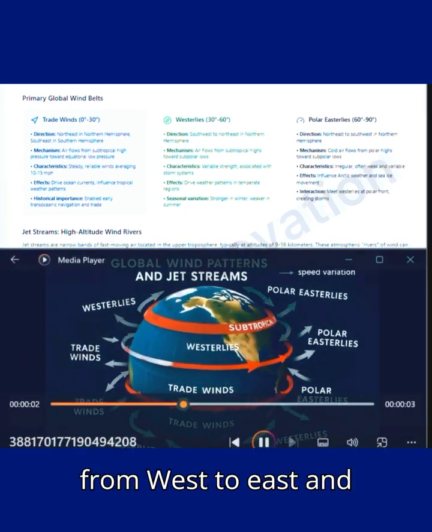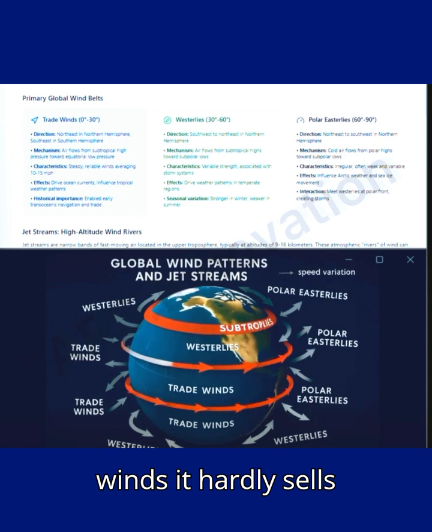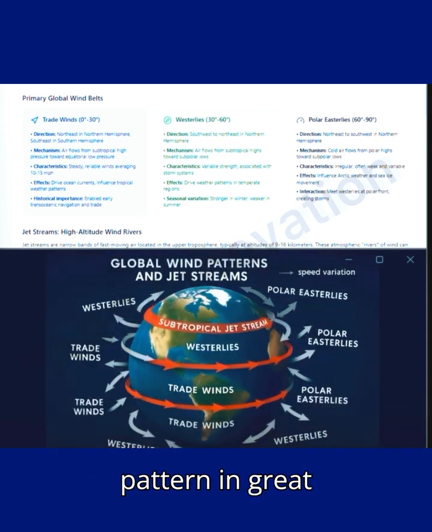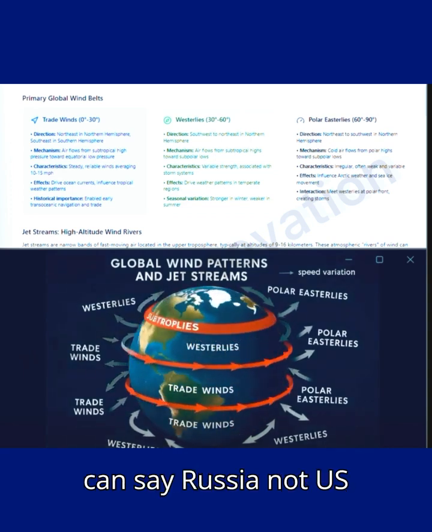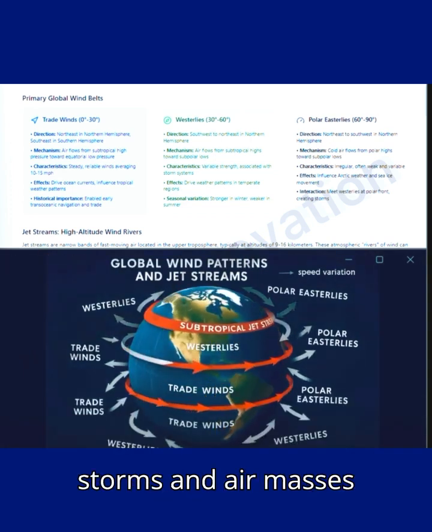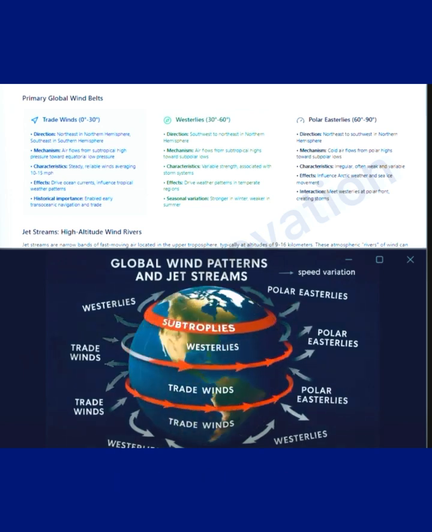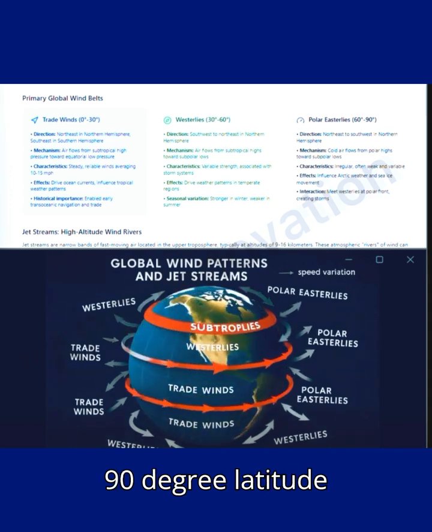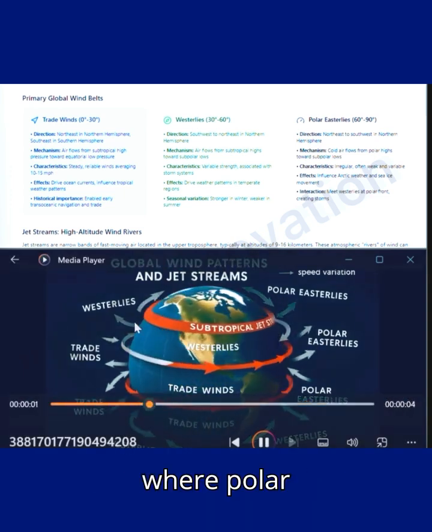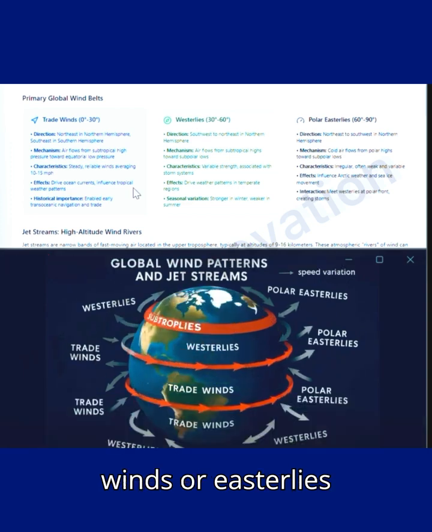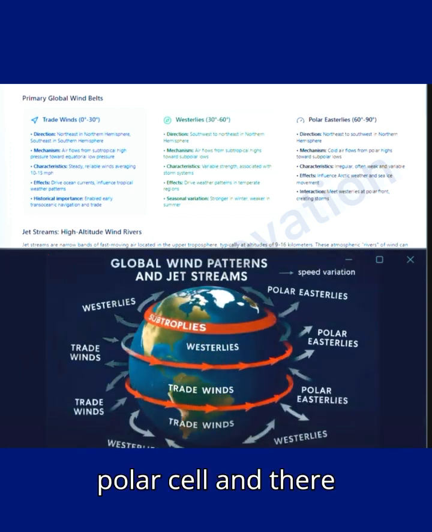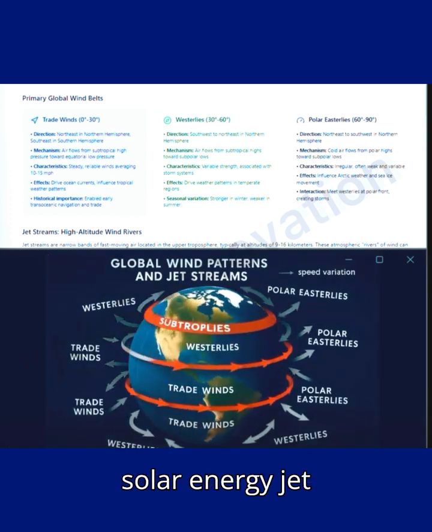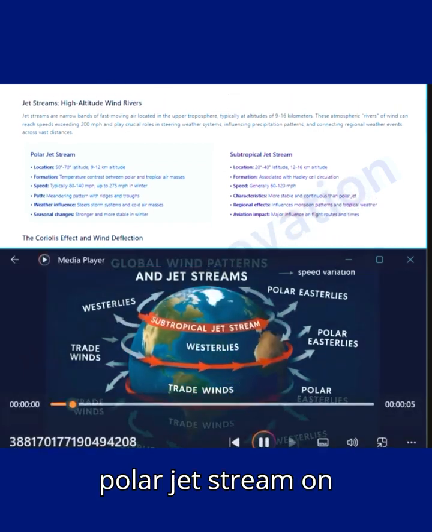Westerlies are at 30 degree to 60 degree latitude. They blow from west to east, and when we say trade winds it is Hadley cells, and for westerlies it is the Ferrel cell region, responsible for most of the weather patterns in temperate regions. Example, we can say Russia, US and Europe. It carries storms and air masses across continents. When we come to the polar easterlies, they are at 60 degree to 90 degree latitude, in the polar cell, and they are weak and variable due to low solar energy.